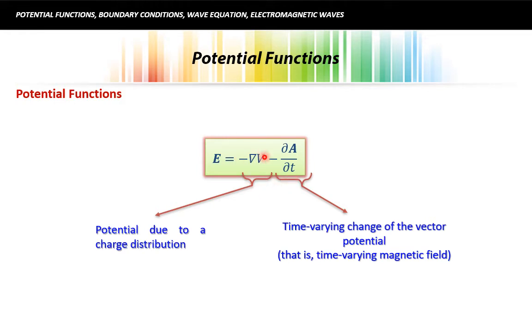The potential function V is due to a charge distribution, while the potential function A, or its derivative with respect to time, gives the time-varying change of the vector potential. That is, it is due to the time-varying magnetic field.